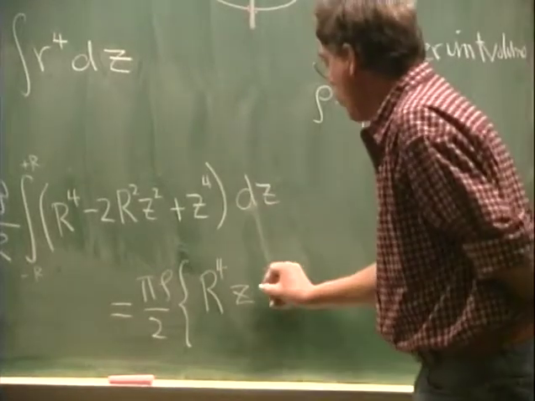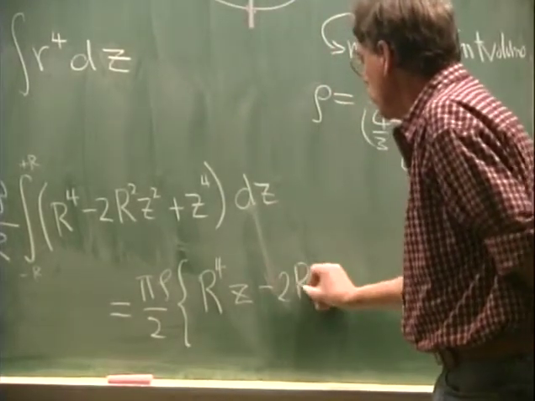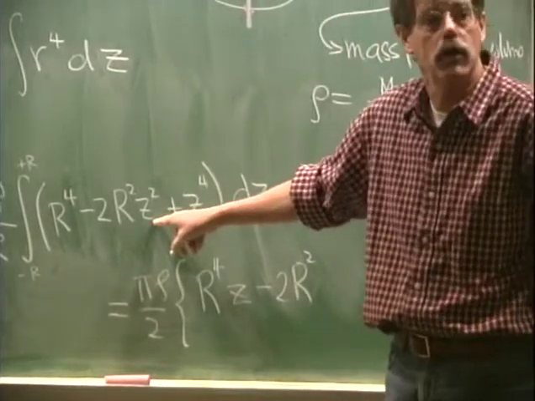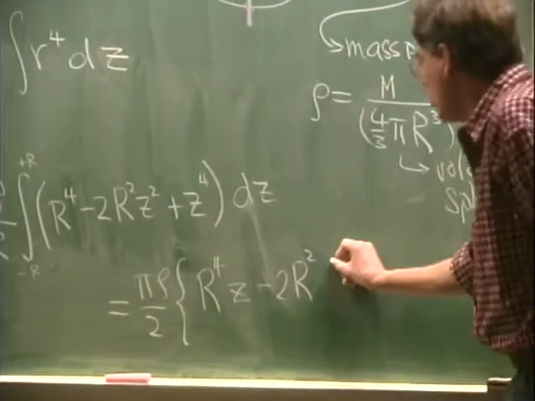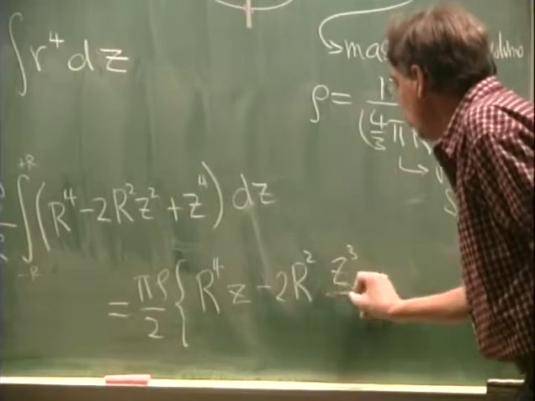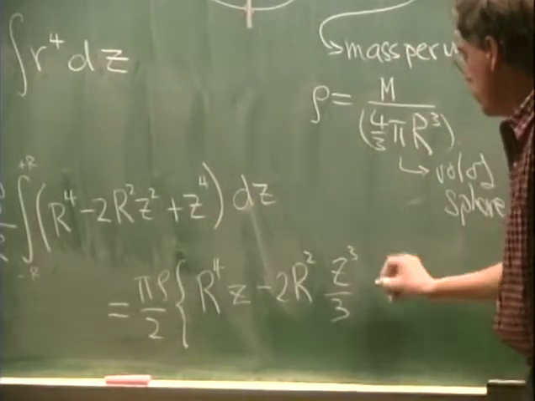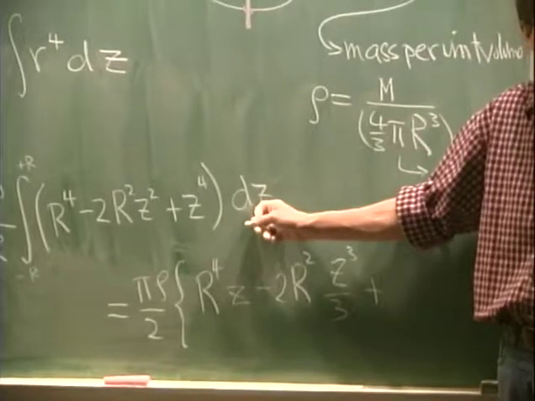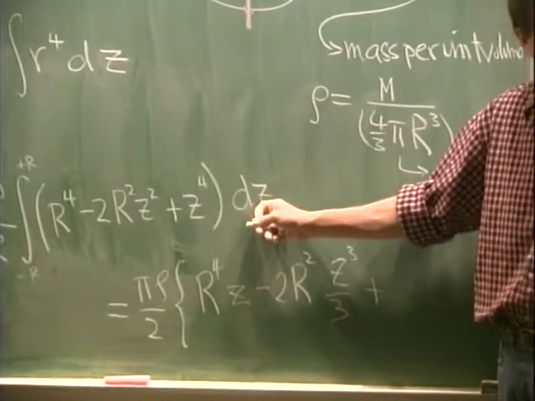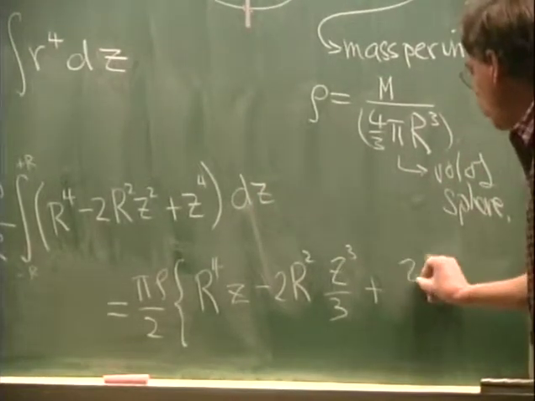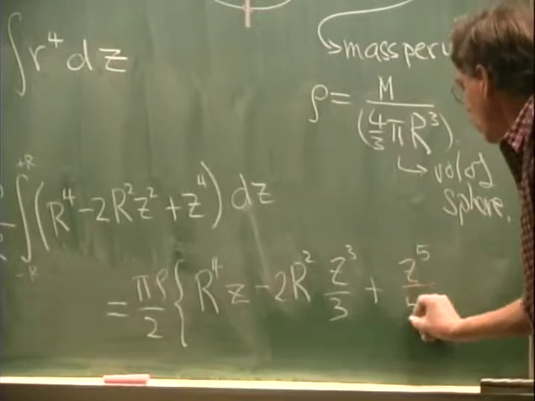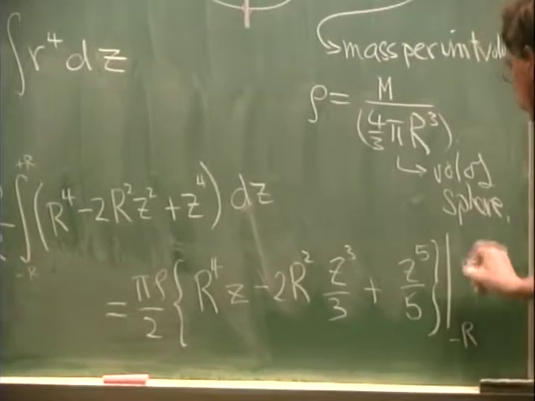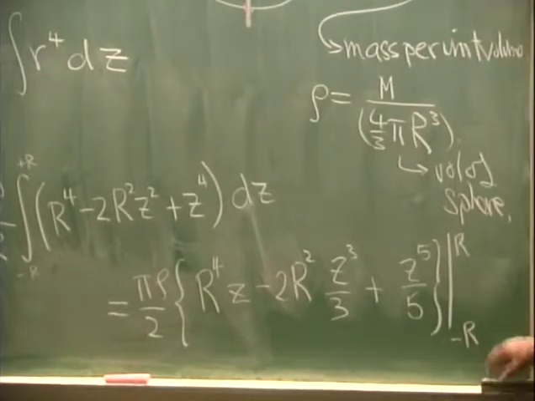Second term, the minus 2R squared is constant. I'm integrating z squared dz. Z cubed over 3. Third term, I'm integrating z to the fourth dz, z to the fifth over 5. That's the whole integral, and I'm supposed to evaluate it at the limits minus R and plus R.